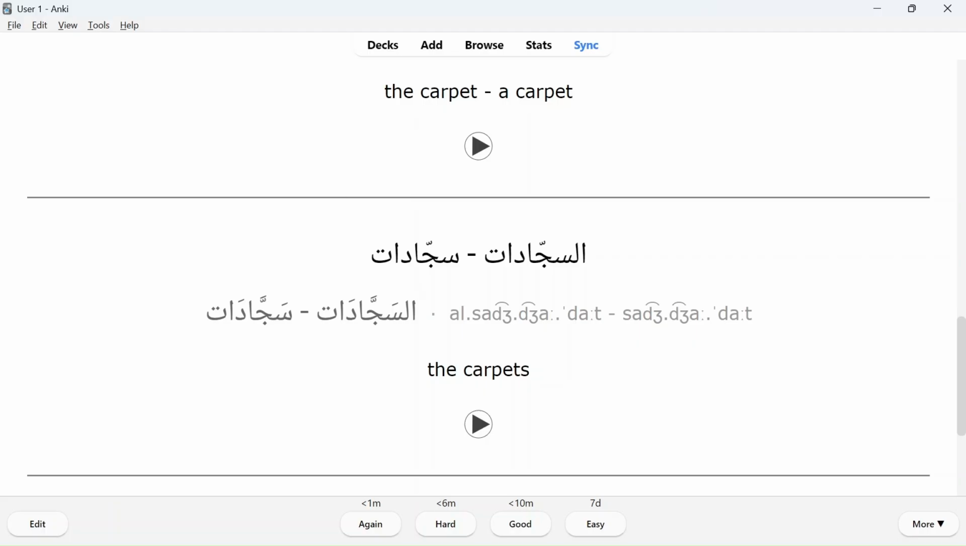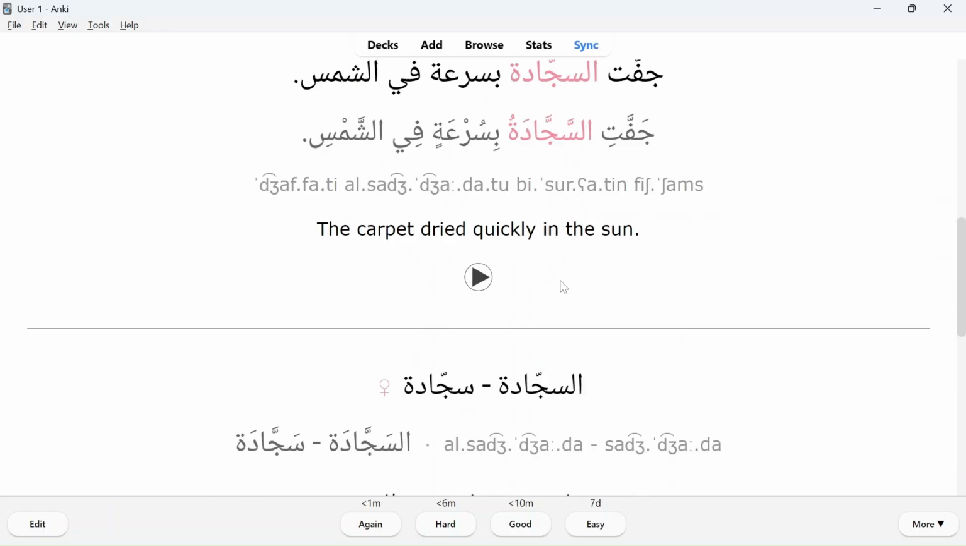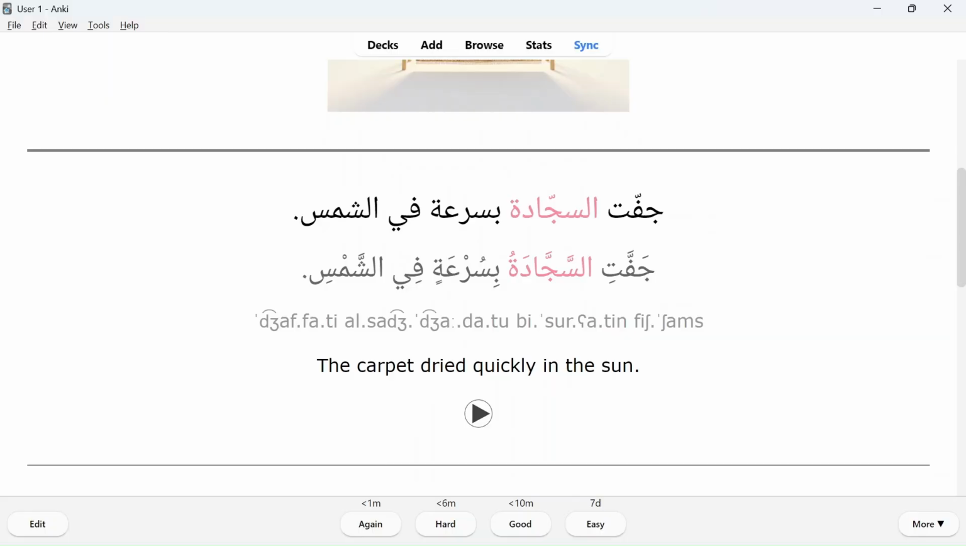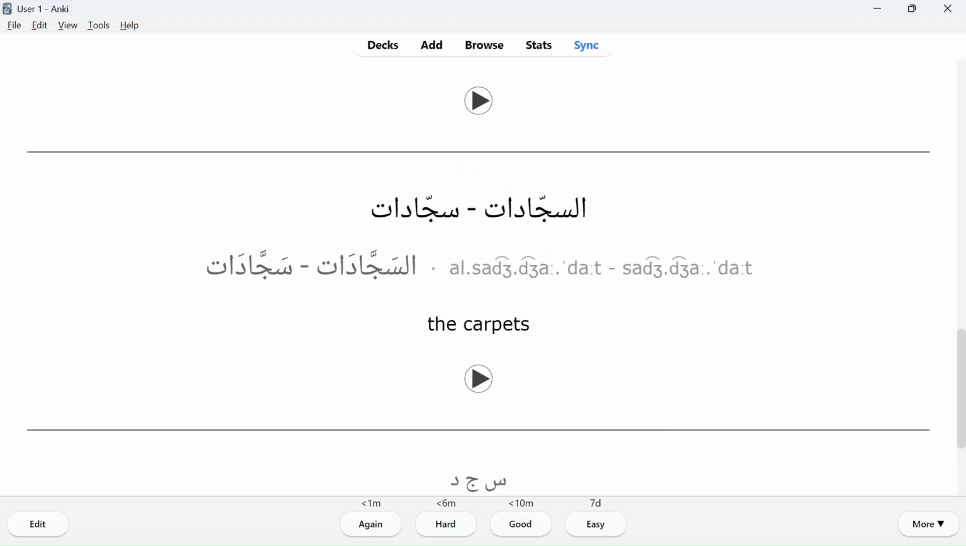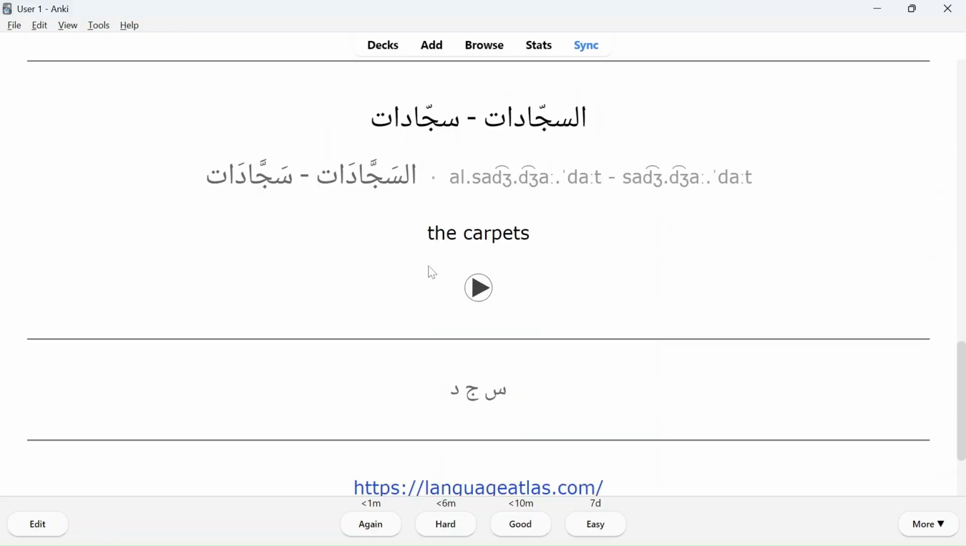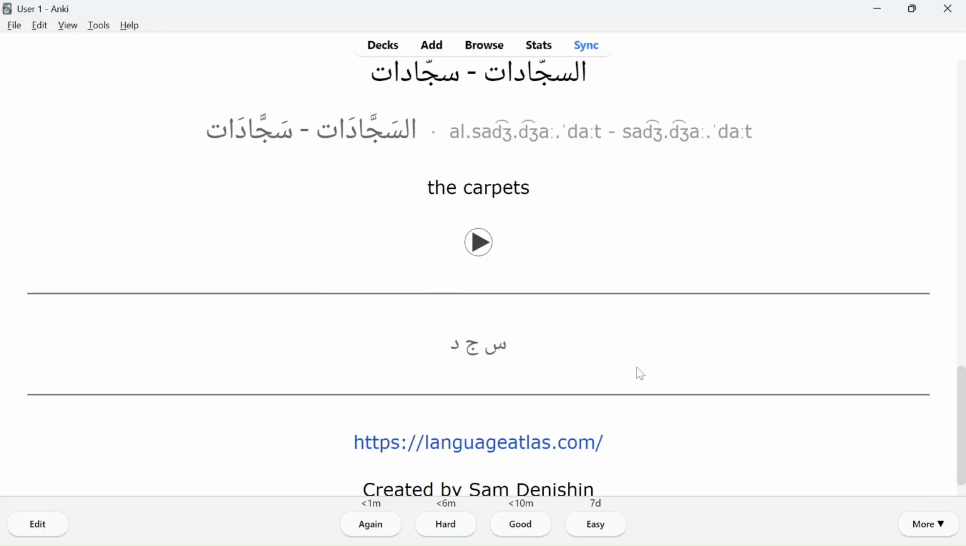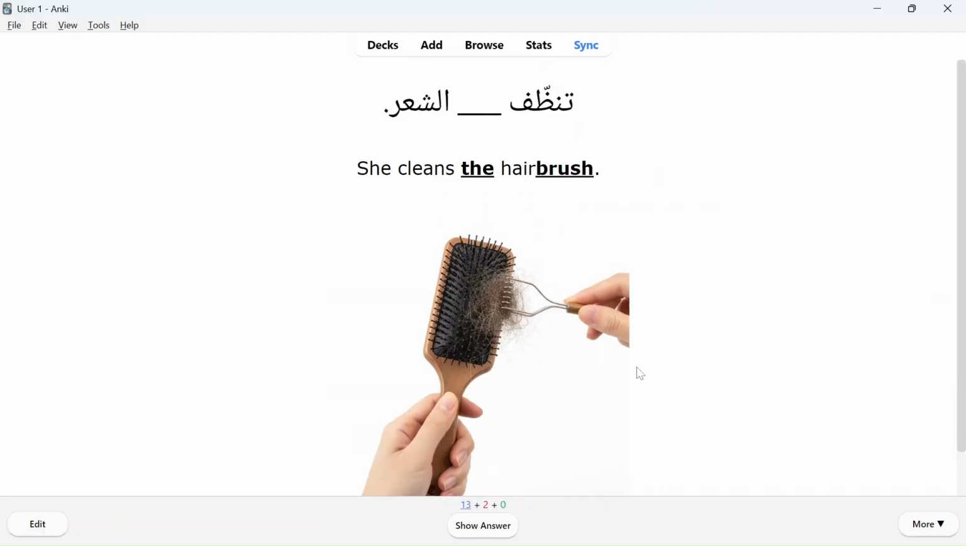Great. So again, setup, we have the sentence area right over here. The first part is the sentence area. We have the singular area over here with the word in a definite form and indefinite form as well. So definite would be in English the carpet, and indefinite would be a carpet. We have the plural area over here, and we have a little nice bonus, which is the root.